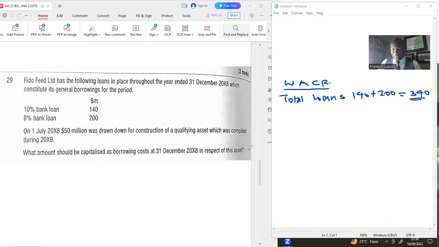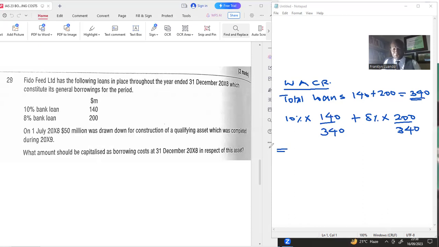The weighted average capitalization rate will be 10% multiplied by 140 divided by 340, which is the total, plus 8% multiplied by 200 over 340. The formula here is very important. So we can calculate these figures.